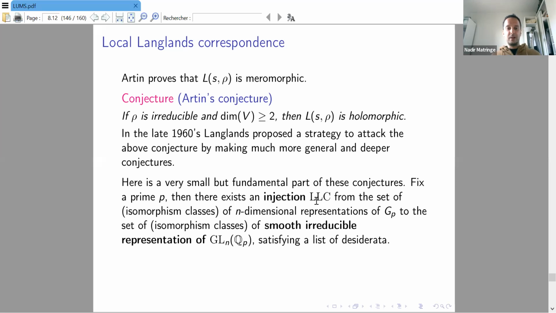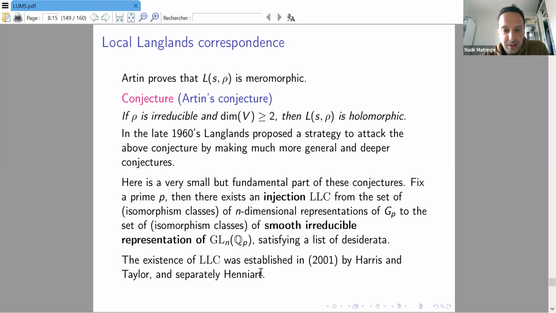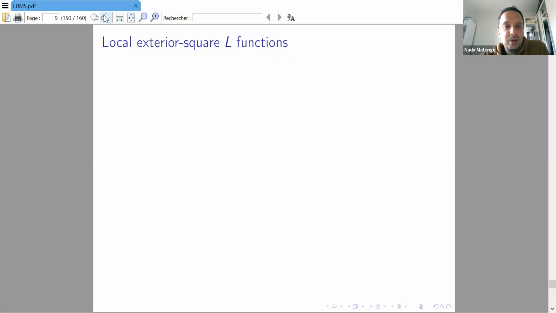You have L functions attached to one object rho on the left and another object pi, which is LLC of rho on the right. You want those L functions to be equal. This is one of the requirements that you want to put on LLC. If the list is long enough, this injection LLC becomes unique. And this is a result of this mathematician here, Henniart. Okay, so let me give you an example of one of the type of results that I proved a while ago.